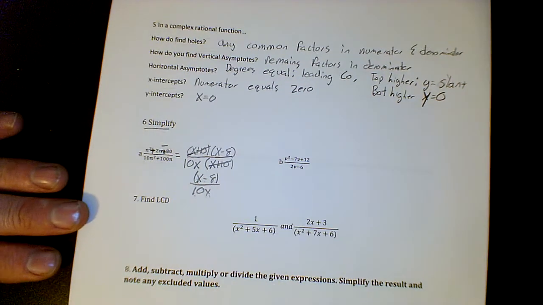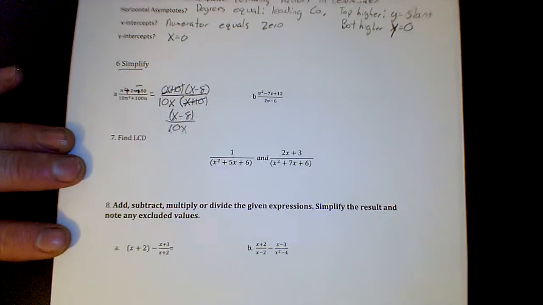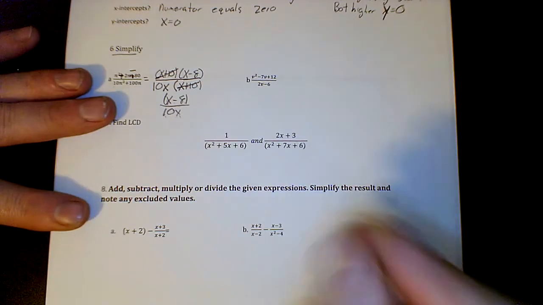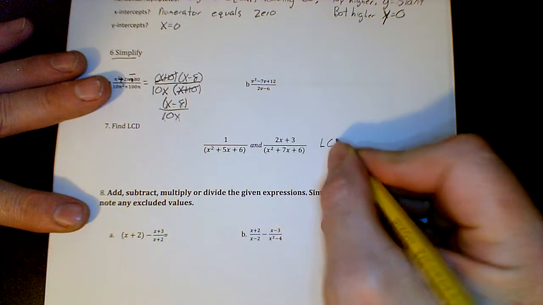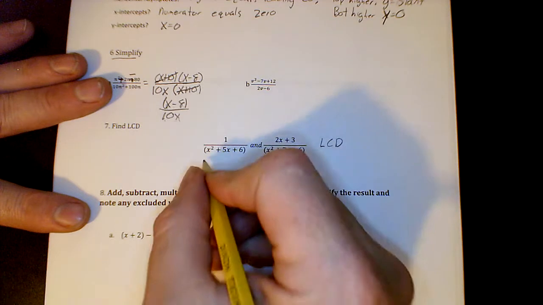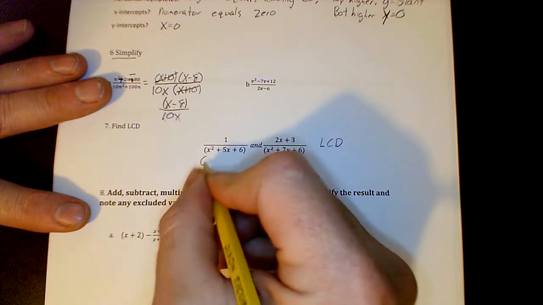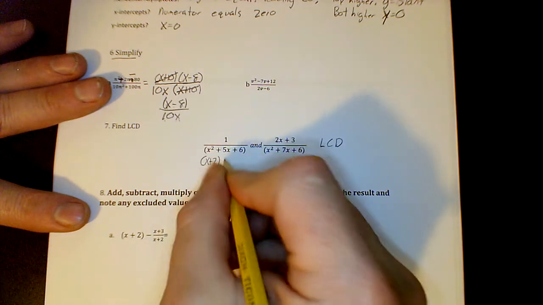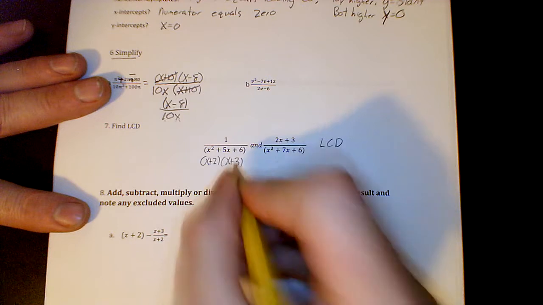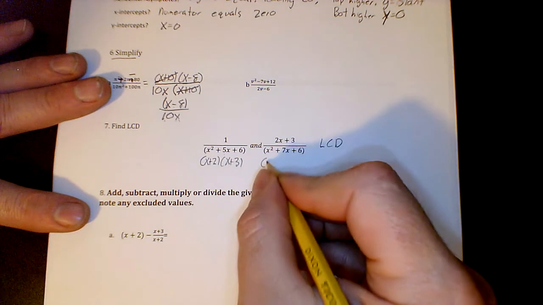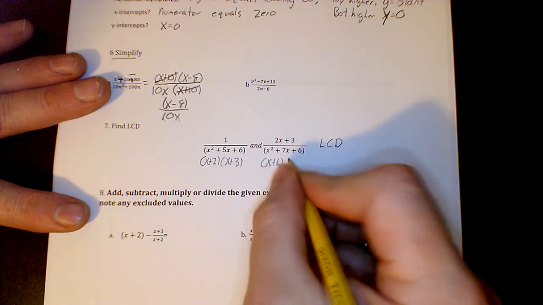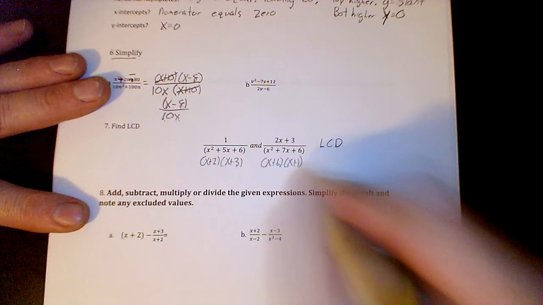Alright. That's it. I'm going to go to least common denominator over here. Least common denominator, I'm just going to list it as an LCD. This is super easy. If you factor this, multiplies to 6, adds up to 5, x plus 2 and x plus 3. Multiplies to 6, adds up to 7. Well, that's x plus 6 and x plus 1, right?